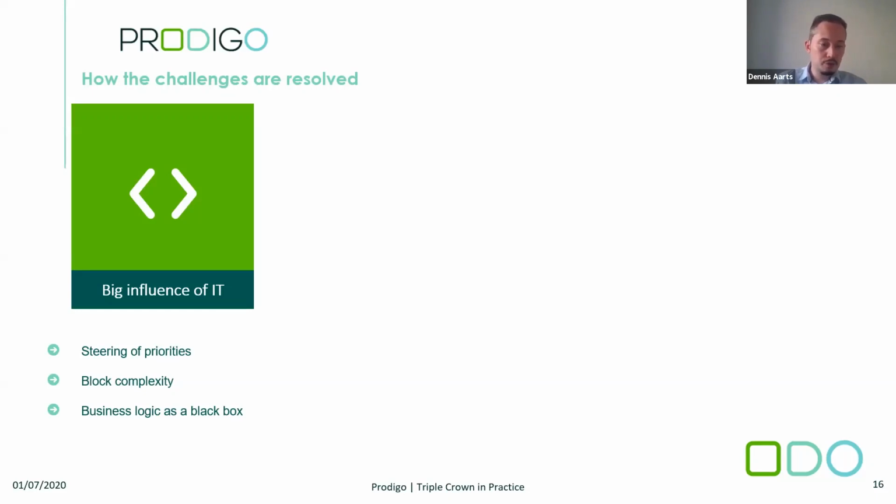So the problems first: big influence of IT, the steering of priorities, blocking complexity, and business logic as a black box. When you apply the Triple Crown, you enable the business to organize their priorities because they are put back in charge and see what is actually being developed. Then complexity becomes manageable. Models are simply much easier to read than source code. And what you have seen is that the analysis actually becomes your implementation.